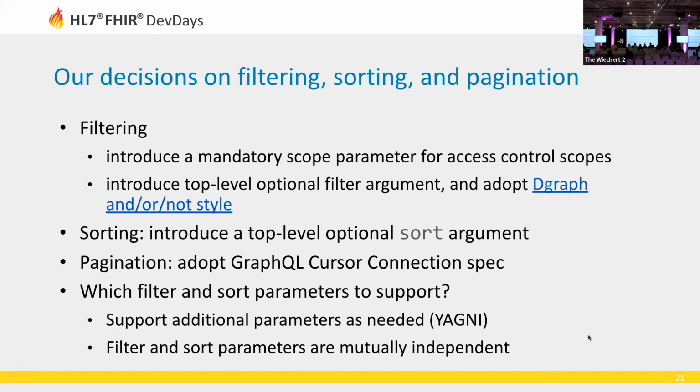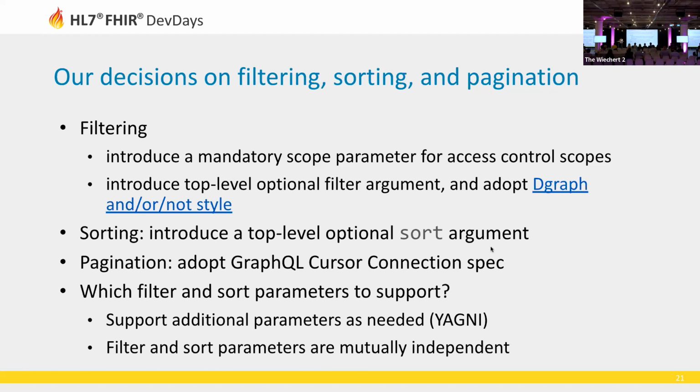So here's just a summary of all the things that we decided. For search parameters, we introduced our own scope for access control. For sorting, we just added our own argument because it wasn't really there in the spec. For pagination, we adopted the GraphQL version. And in terms of which filter and sort parameters, we just implemented the ones that we wanted, and we didn't really try to support anything else.